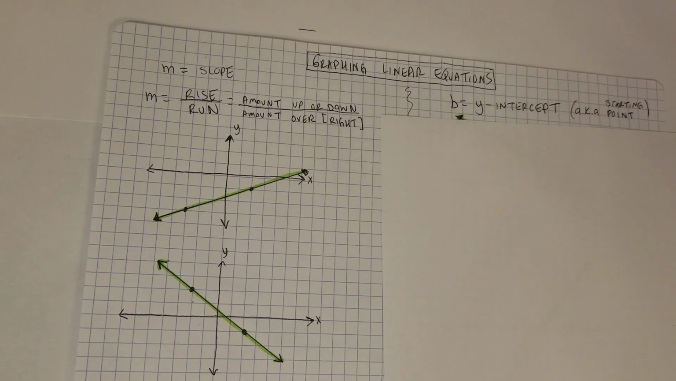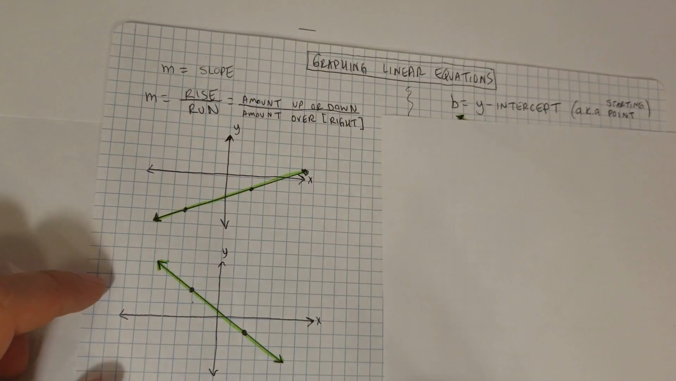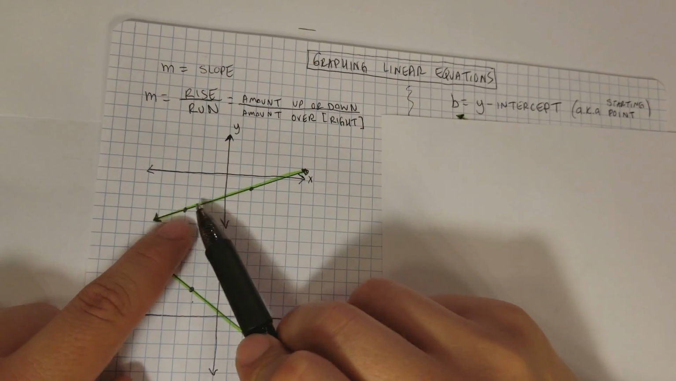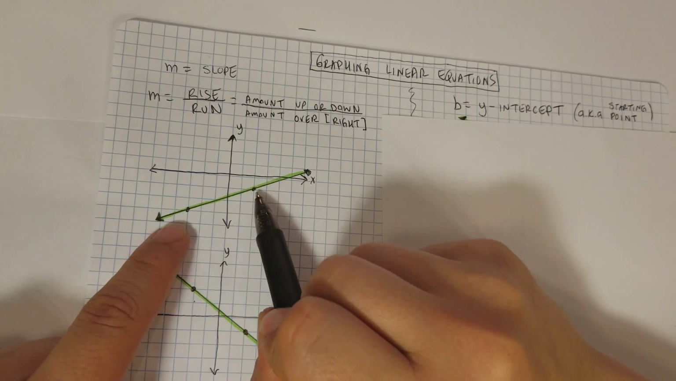The question is, what is the slope? How much do we go up or down, and how much do we go over? M is ideally going to be a fraction. So I put two points here for reference. If we want to find the slope between those two points, all we have to do is figure out how much we go up to get from one point to the other.